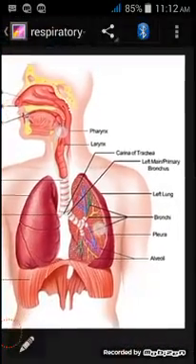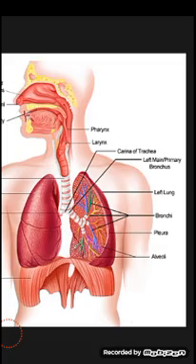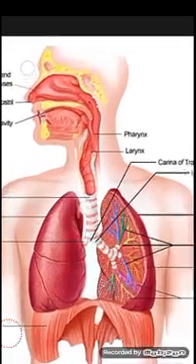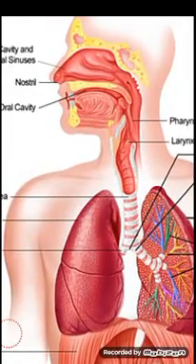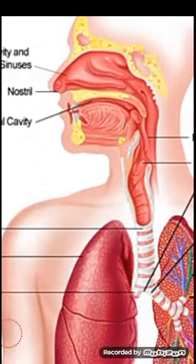We will start with the human nose. The human nose is the external visible part of the respiratory system. It is composed of bones, cartilage, and fatty tissues.